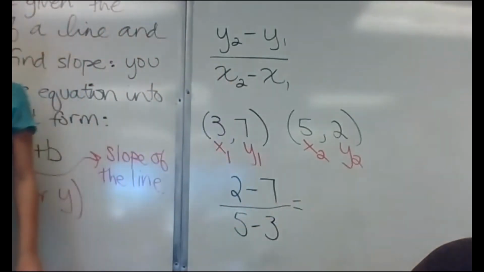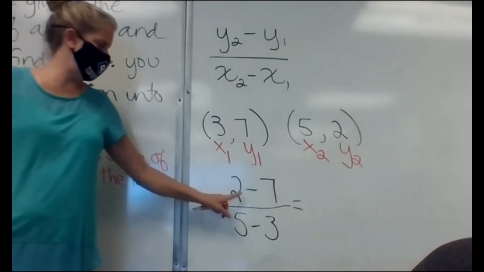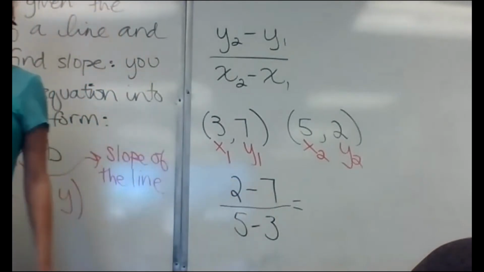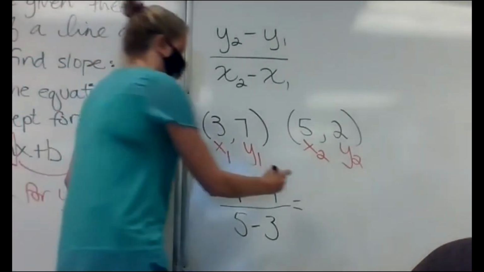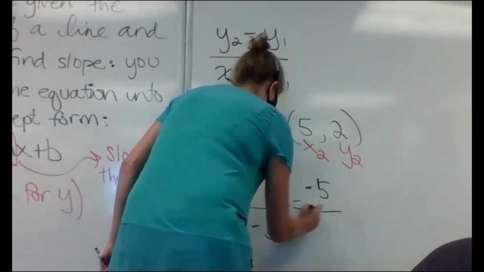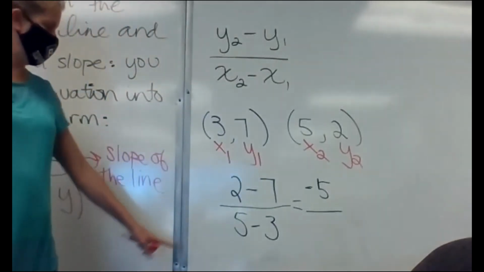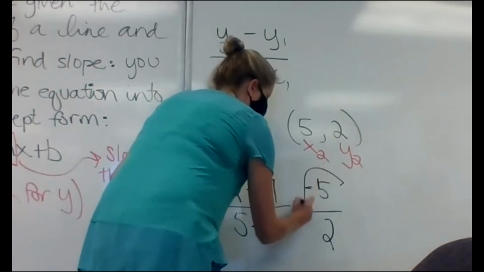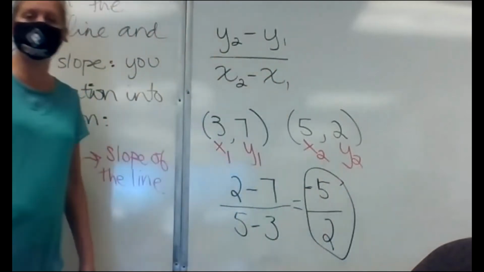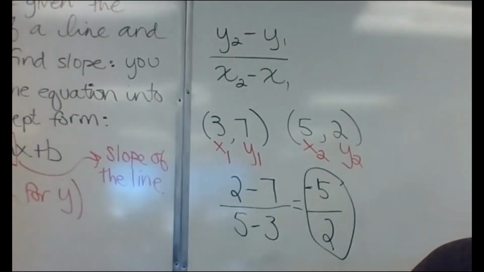Now, do the math. So up top, be careful, I have 2 minus 7. I would just type that in your calculator. What's 2 minus 7? Negative 5. Over 5 minus 3 is 2. And since that doesn't reduce, that is your slope. Negative 5 over 2.